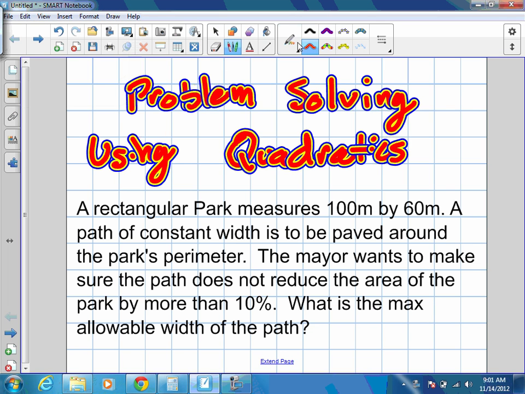All right, we're going to do problem solving with quadratics. We have a problem here. When doing a problem, it's always best to read through it once and then actually read through it a second time and highlight important information.